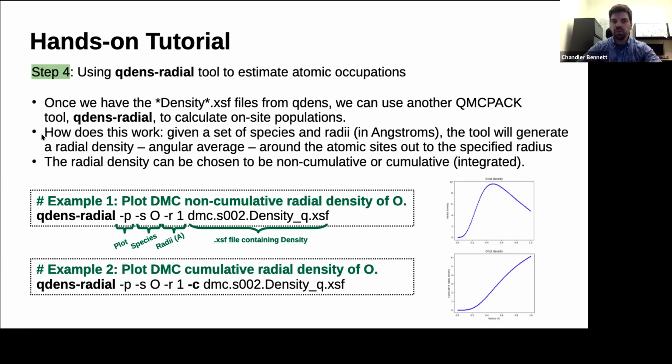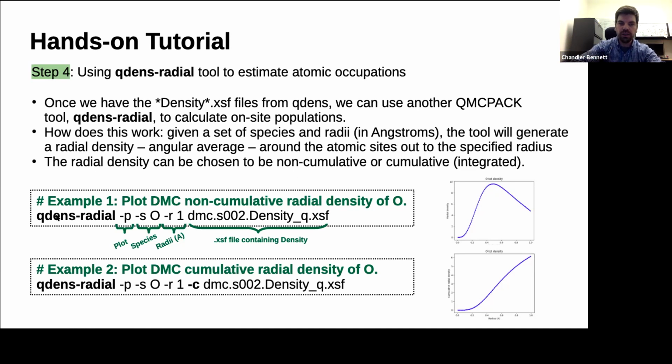So what the tool does is, given a set of species and say cutoff radii in angstroms, the tool will perform a radial average or an angular average around the atomic site that you specified, and record the radial density up to your cutoff radius. And you can choose the radial density to be either non-cumulative or cumulative, that is integrated. And so the integrated cumulative radial density would then be something that you could relate to the occupation of the atom.